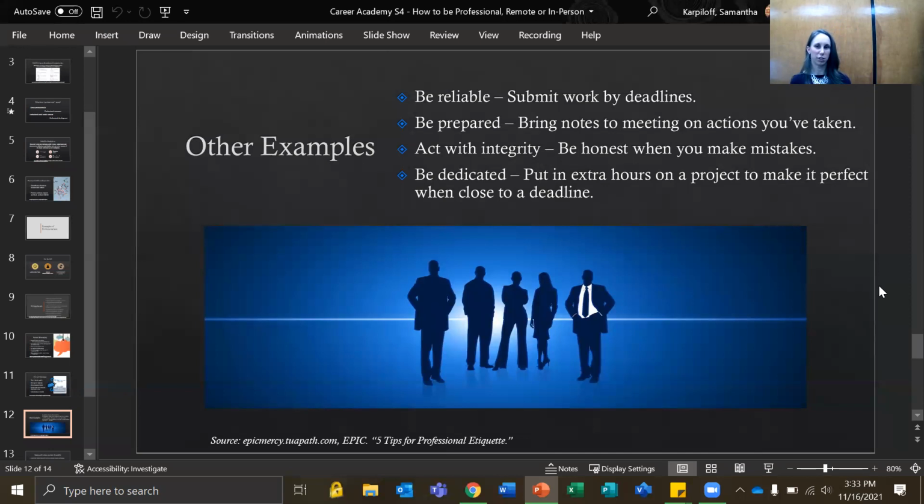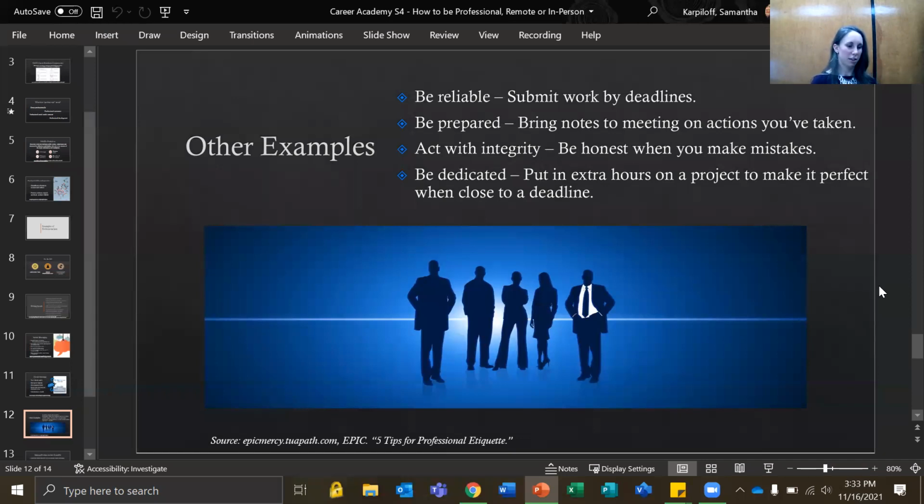Acting with integrity, which essentially means having good morals. An example of that might be being honest when you make mistakes. Everybody will do that at one point or another, or many times if you're me, for example. You want to make sure that you're honest with your teammates if you're working on a project with them, or your manager, or whoever it is that you're working with, when things aren't going well, and try to nip those mistakes in the bud instead of reacting to them later.